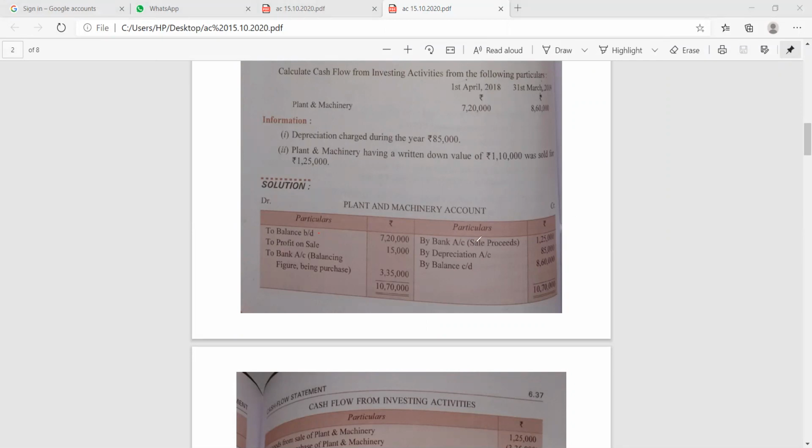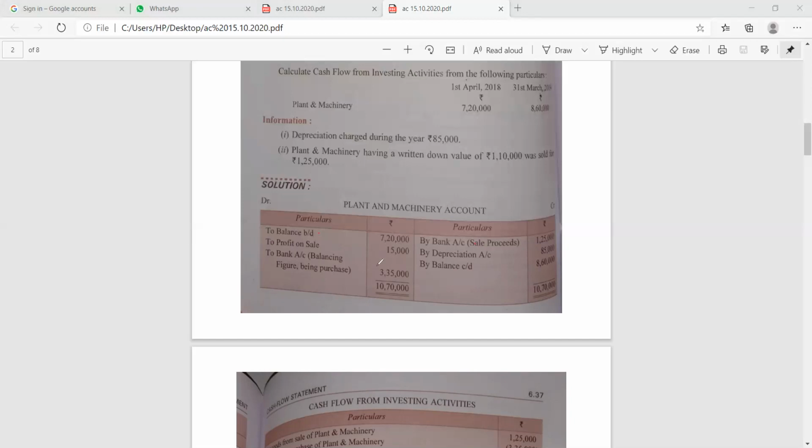Now, whatever the sales are there, it is to be shown in sales. Whatever the proceeds are, it is shown in sales. Then you will get 1,25,000, 85,000 balance is there, that is 8,60,000. The opening balance is 7,20,000. The profit is 15,000. By adding and subtracting all these items, finally we will get the balance, that is 3,35,000. That is our balancing figure.